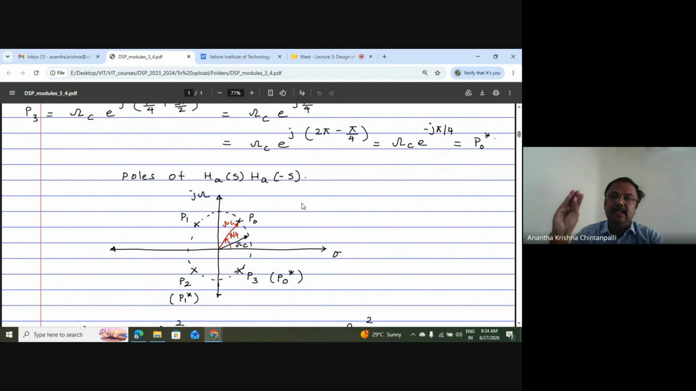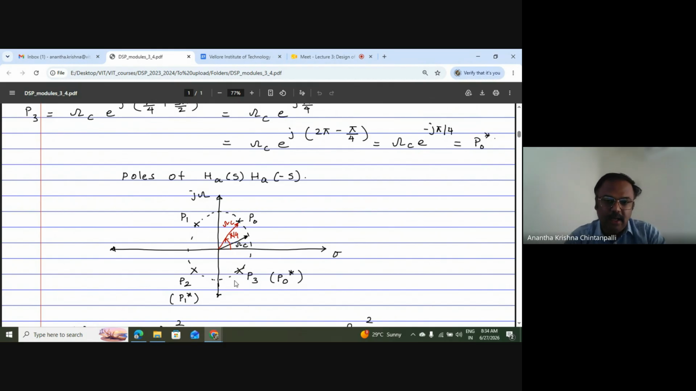Now, as I said, n is equal to 2. So there are 4 poles for H(s) and H(-s). So this is 1, 2, 3, and 4. Each pole should be there in each quadrant. Okay, so those are there. Now this is p0, p1, p2, and p3.